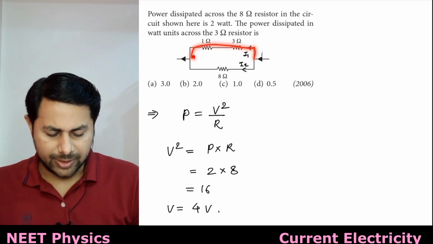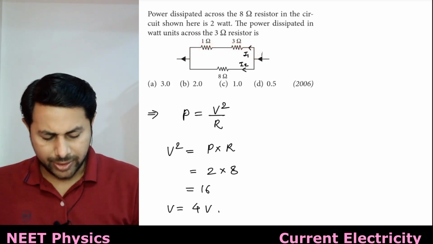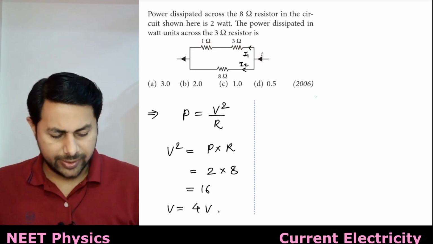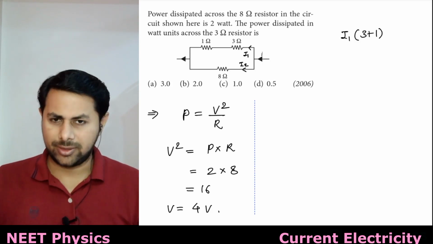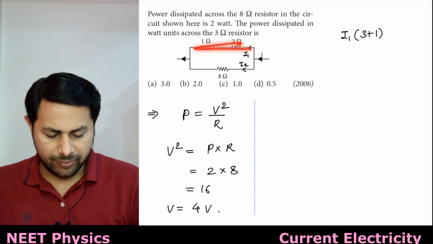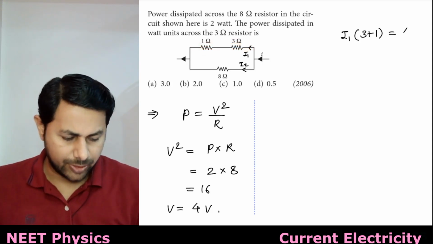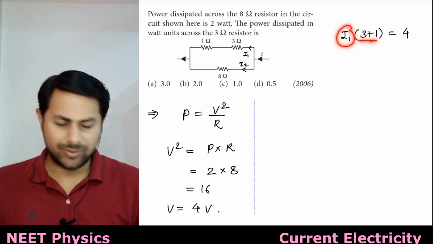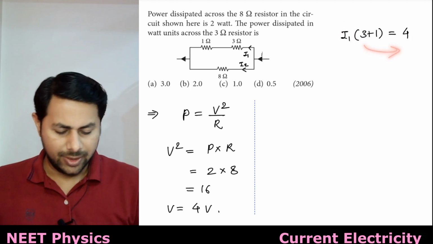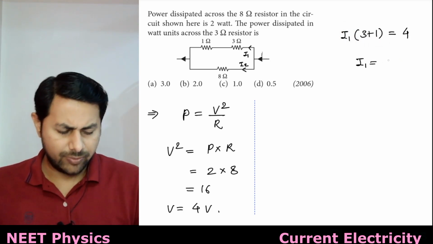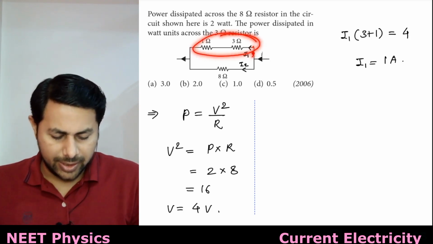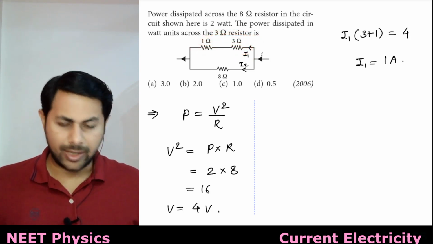Same would be the potential difference across this branch also, because they are in parallel combination. Therefore I1 multiplied by 3 plus 1, that's the total resistance in this branch, is equal to the potential difference, which is 4. So what would be I1? 3 plus 1 is 4, moving that to the other side, I1 is 4 by 4, 1 ampere. So the current in this branch is 1 ampere.